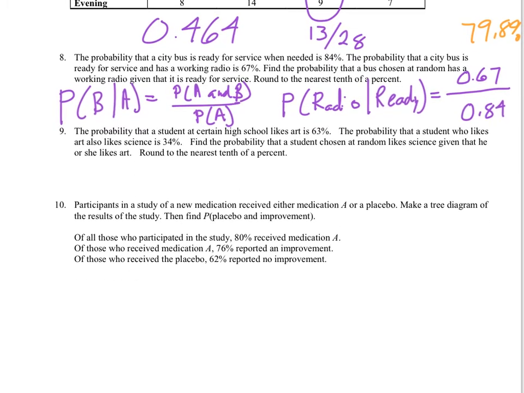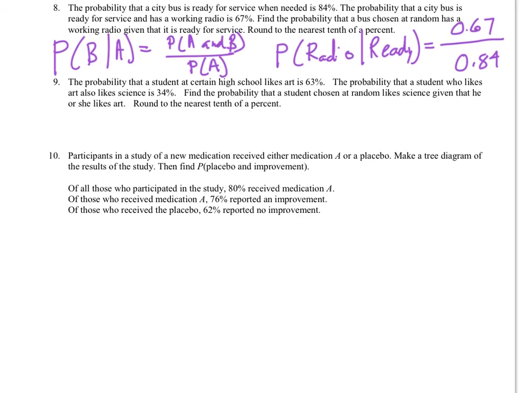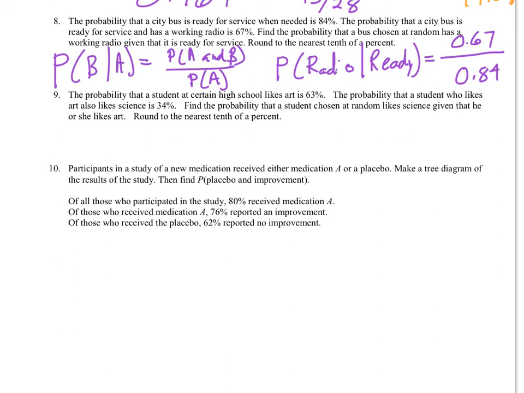Number 9 is similar. The probability that a student at a certain high school likes art is 63%. Probability that a student who likes art also likes science is 34%. Find the probability that a student chosen at random likes science given that he or she likes art. So, let's see what we're looking at for this one. Probability that they like science given that they like art. That's what we're looking for.